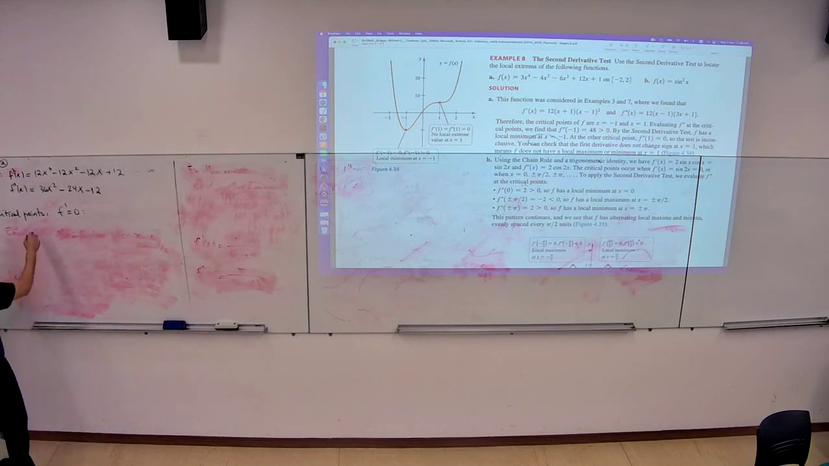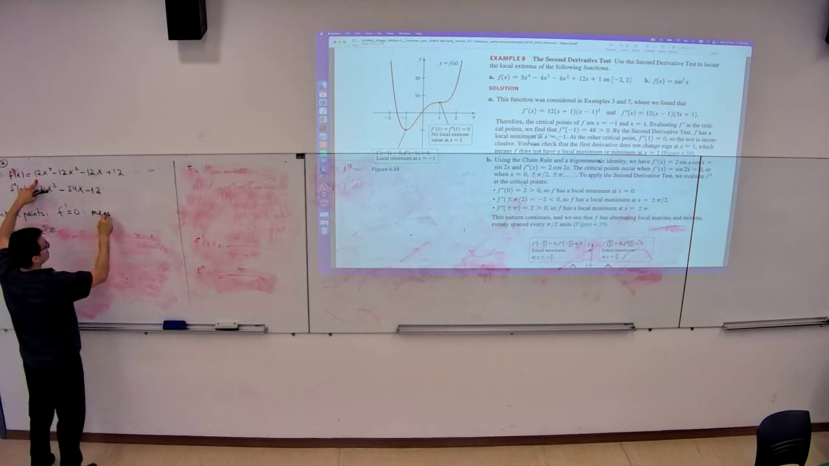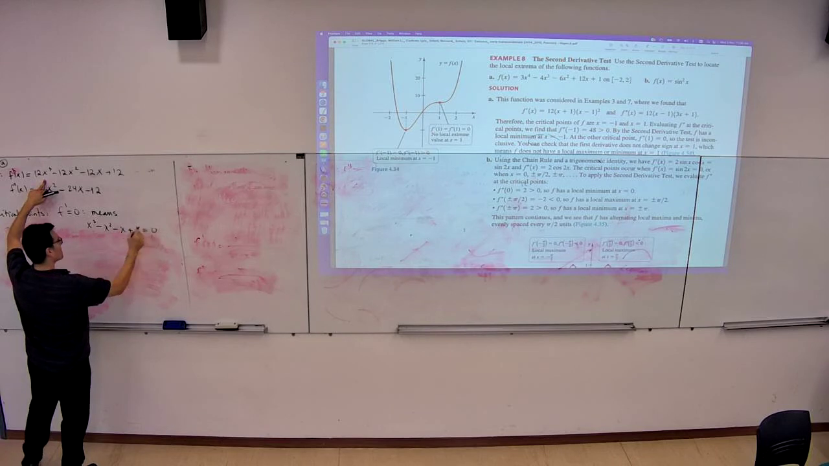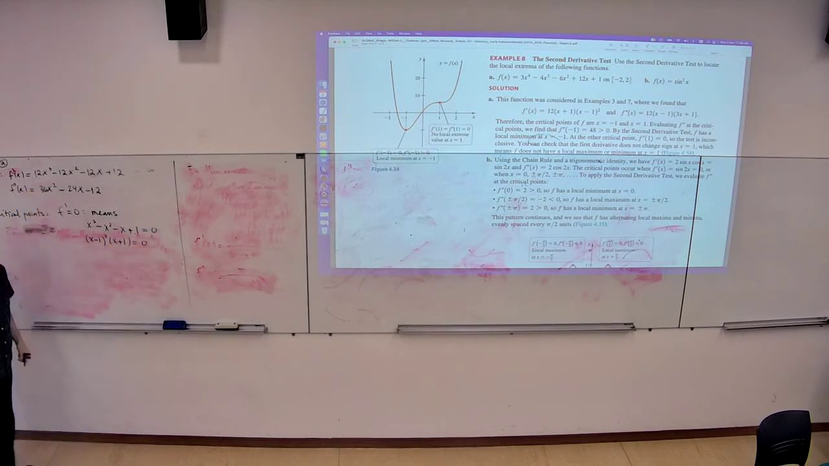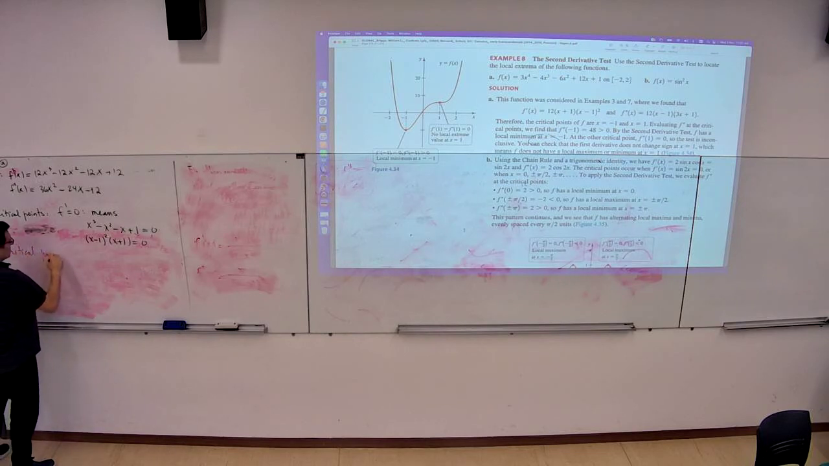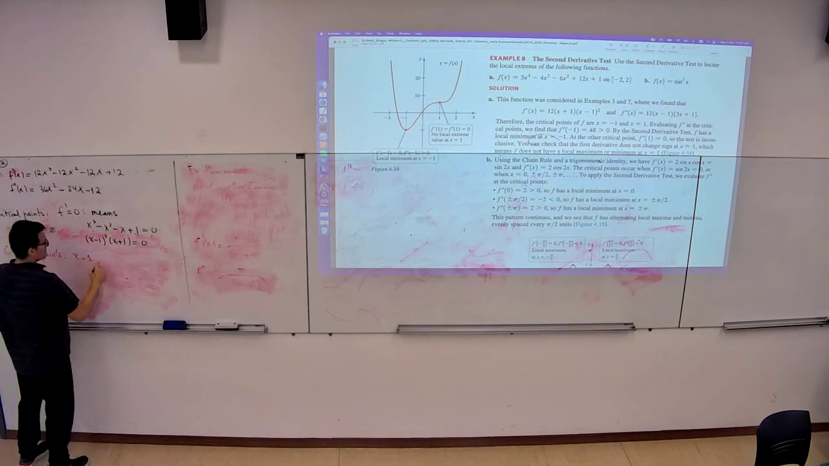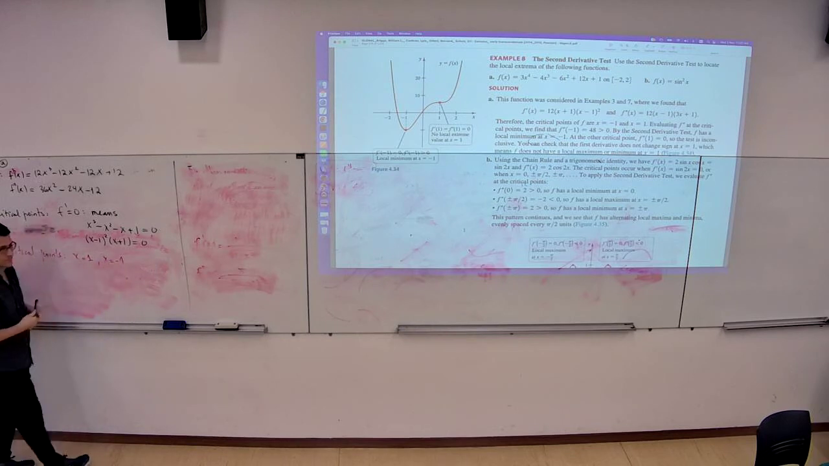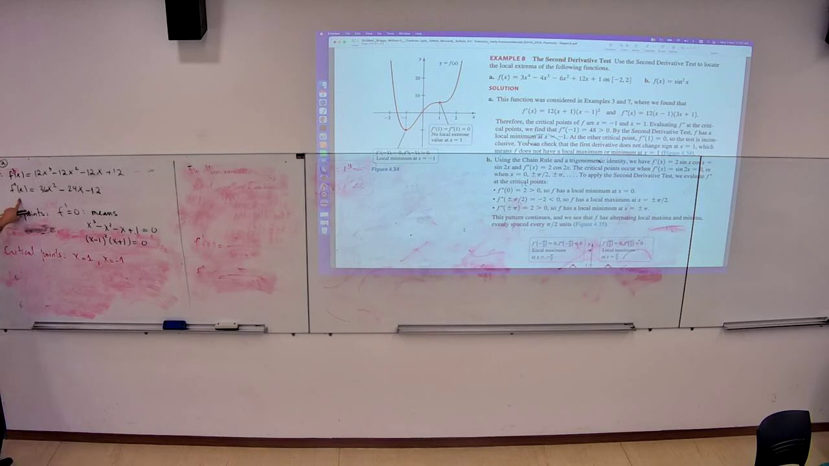Yeah, it's fine. So that means 12x cubed. Actually, I'm going to factor 12 out. This means x cubed minus x squared minus x plus 1 equal to 0. So this means (x minus 1) squared, (x plus 1) equal to 0, isn't it? Okay, so we have two critical points: x equal 1 and x equal negative 1. Isn't it? Yeah.